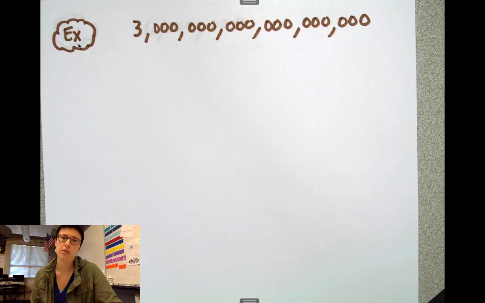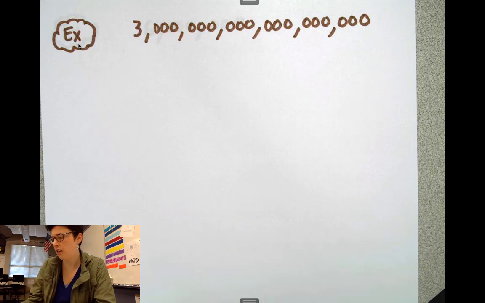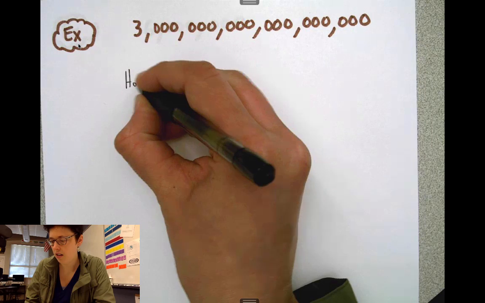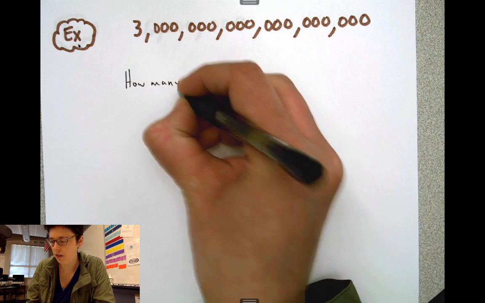And we wouldn't really want to have to write this number out all the time. We want to shrink it down. So here's what we do. We look at it and say, well, how many zeros are there? How many zeros?